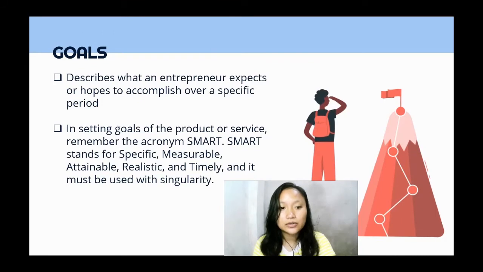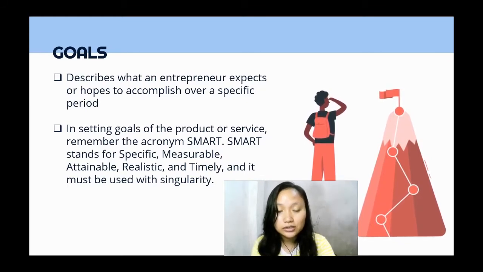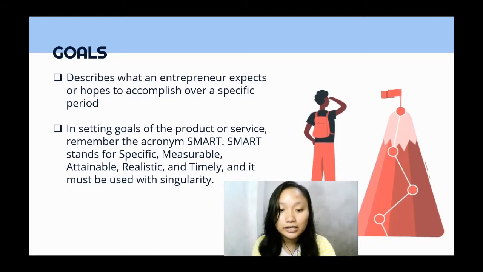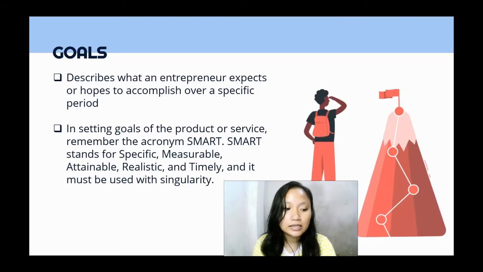So next is goals. Goals describes what an entrepreneur expects or hopes to accomplish over a specific period. In other words, it is something that you are trying or aiming to do or achieve, or the desired result that you envision, plan, and commit. So in setting goals, we should always bear in mind the acronym SMART, which stands for specific, measurable, attainable, realistic, and timely.